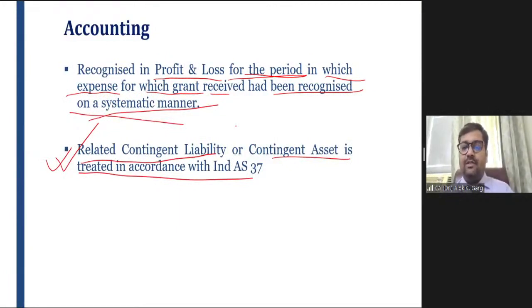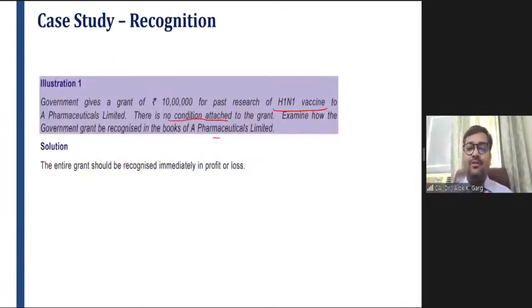This is a vaccine for some influenza probably. So government is giving 10 lakh rupees to the company. No further condition will need to be complied. So of course, nothing has to be shown as a contingent liability. And if there is no condition, the entire money has to be recognized in P&L immediately. No deferment, no straight lining, nothing.